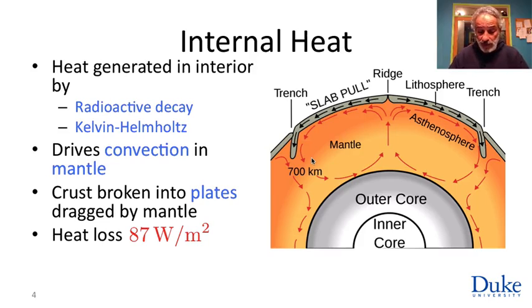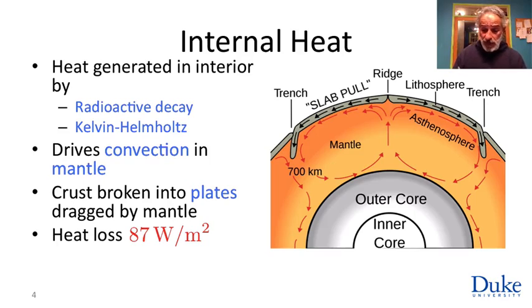This has several effects. One is it carries the heat out from the core, heating the surface. The surface loses heat to radiation. Every square meter of Earth loses about 87 watts, about the amount of energy it takes to run an average light bulb, to radiation because of inner heating. 80% of that is radioactive.